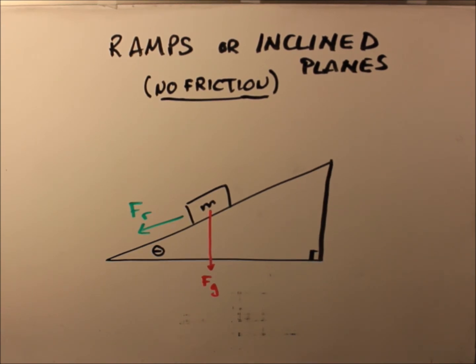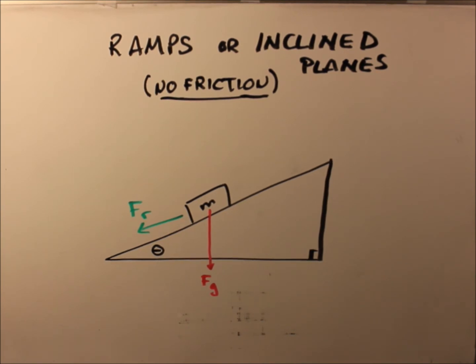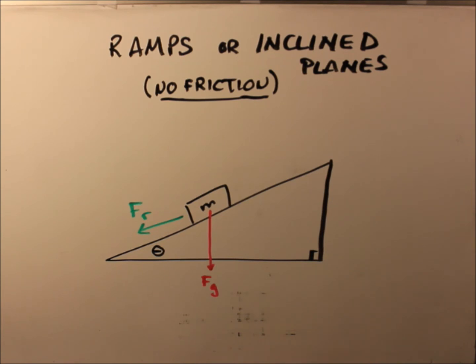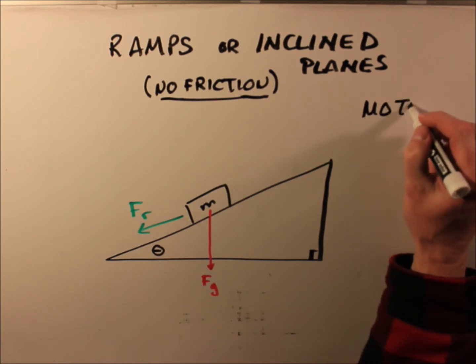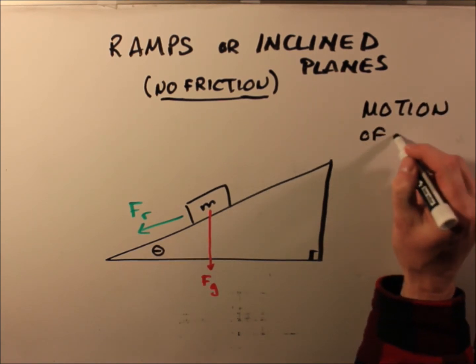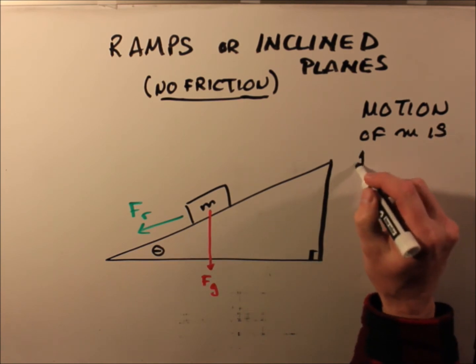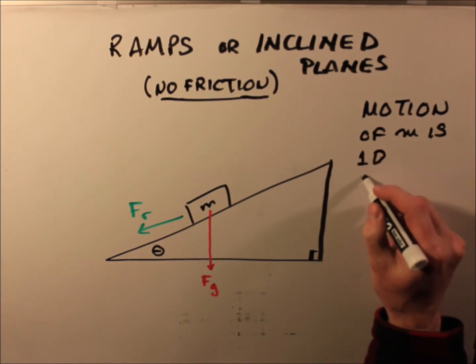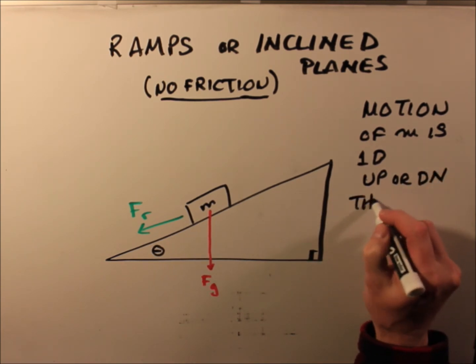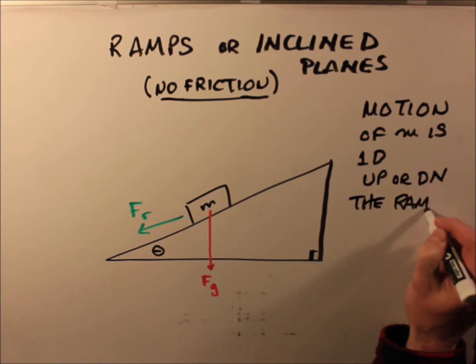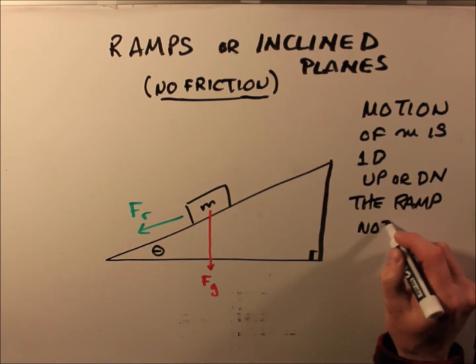And one of the challenges, as I like to suggest, is how do we approach a question like this? Now, oftentimes in textbooks and so forth, this is approached as a 2D question, and it isn't, because the motion of M is 1D. It can go up or down the ramp. Nothing else.